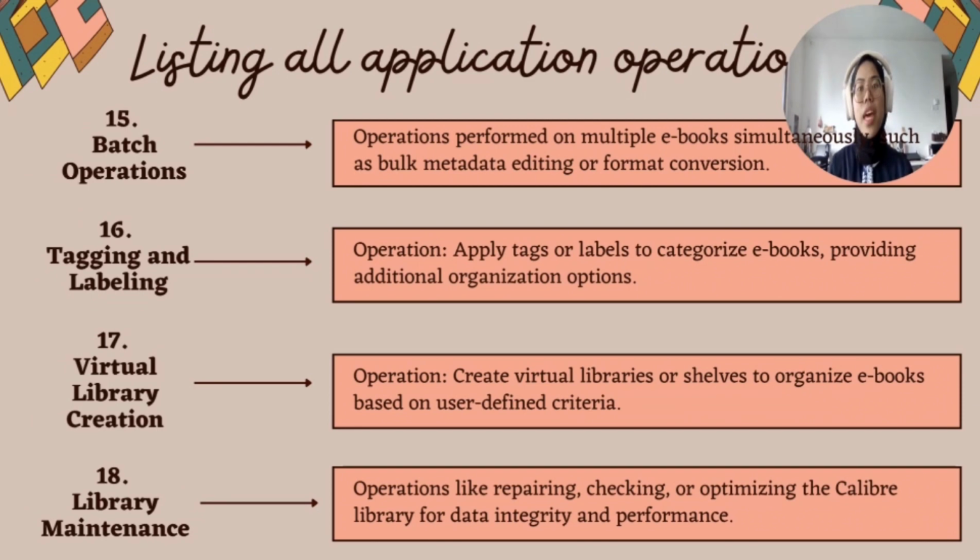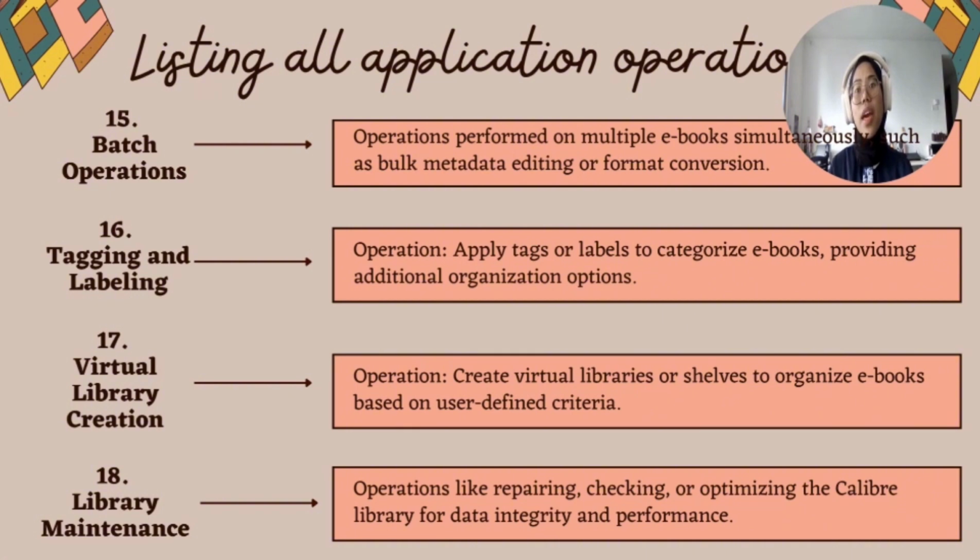Number 15, we have batch operation. This operates to perform actions on multiple ebooks simultaneously, such as bulk metadata editing or format conversion. Number 16, tagging and labeling. This will operate to apply tags or labels to categorize ebooks, providing additional organizing options.